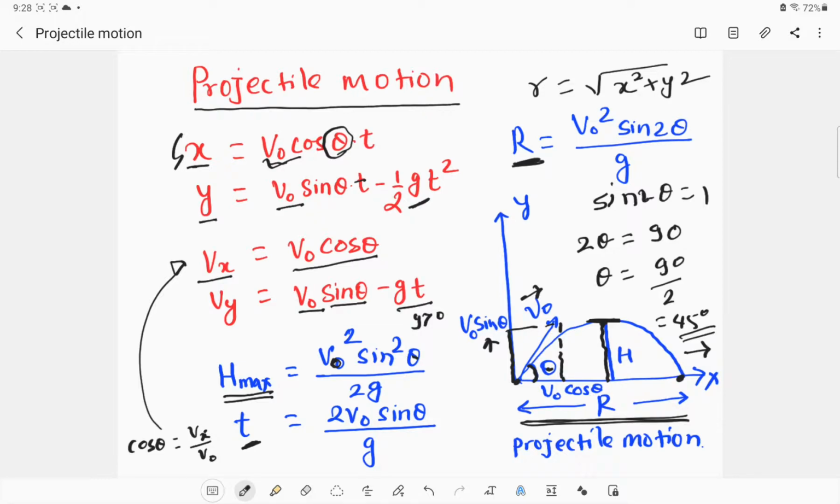So the maximum horizontal range is given by, you can just erase this portion, right? v naught square divided by g, because sine 2 theta will be 1 when the range is maximum.